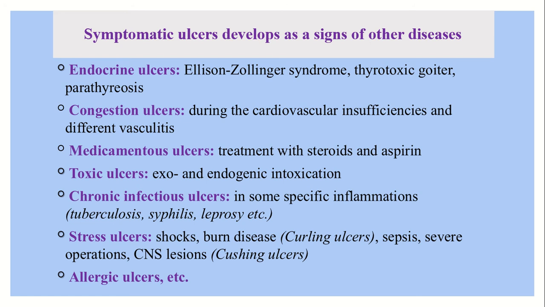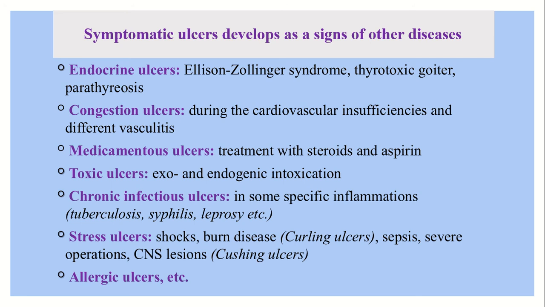Then the ulcers resulting from hemocirculatory disorders. For example, they are called congestion ulcers, during the cardiovascular insufficiencies and different vasculitis or cardiovascular failures. The medicamentous ulcers during the treatment with the steroids and the aspirins, toxic ulcers, chronic infectious ulcers, for example, some specific inflammation, the tuberculosis, syphilis, leprosy, and so on.